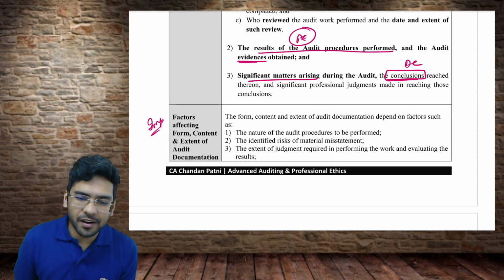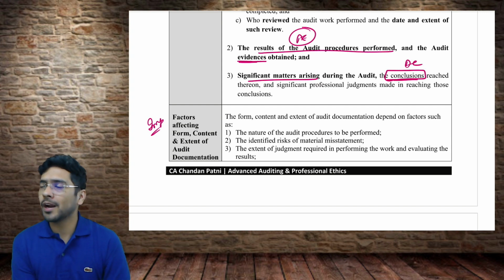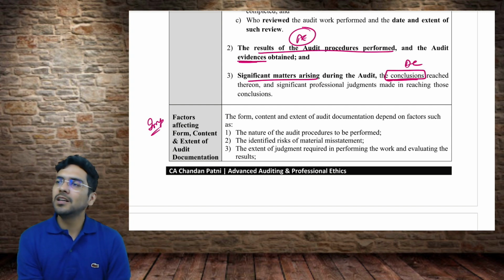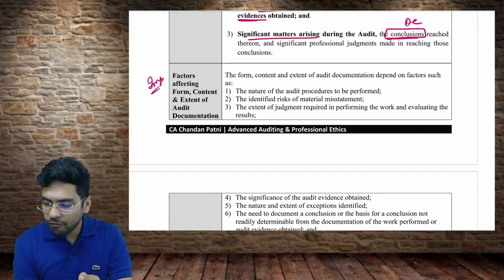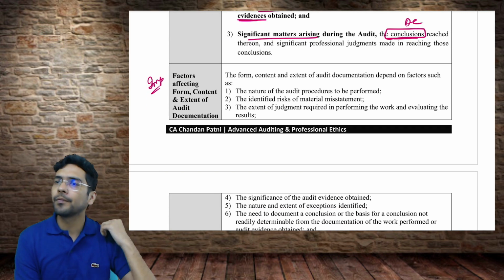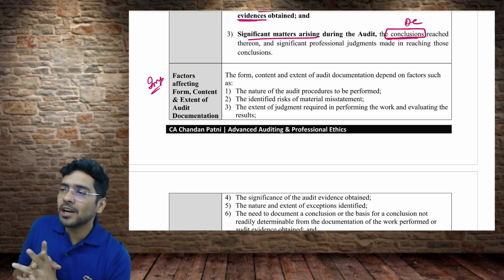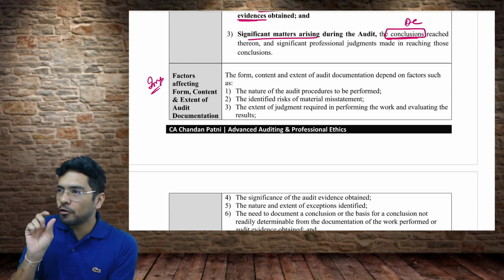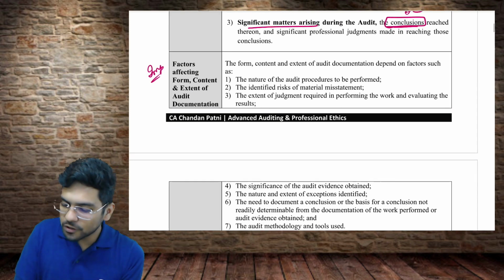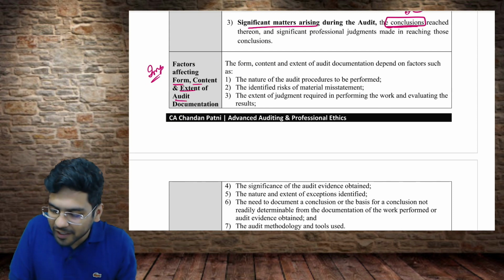When you're covering standards, guys, any question with respect to factors will always be important. Why I say it is important is because these are topics which you might forget. You see the points here. What are the factors affecting form, content, and extent of documentation? There are no headings as such, and if this question comes, you will not be able to write it in your own words, so you have to be very careful about these questions. What are the factors affecting form, content, and extent of audit documentation?